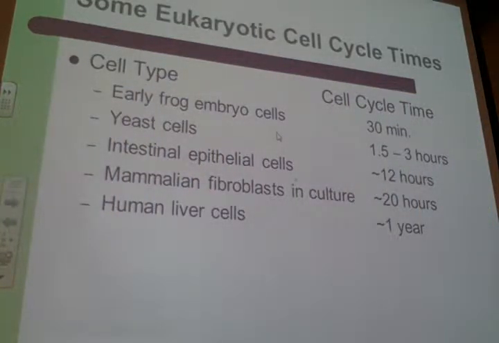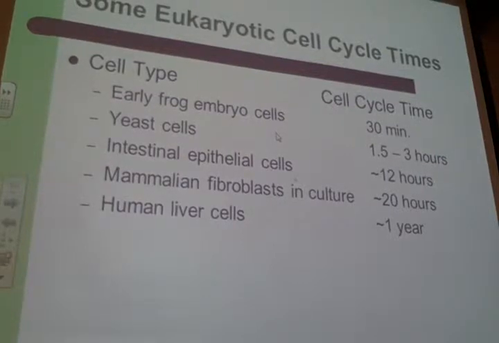And just some other examples of how long it takes a cell to go through the entire cell cycle. So I think I mentioned earlier, your intestinal epithelial cells divide about twice a day. Your liver cells once a year, or so on average. So it can vary quite a bit, from less than about half an hour up to a year. So different cells are getting different signals. We can link this back to this cell communication stuff that we were talking about.